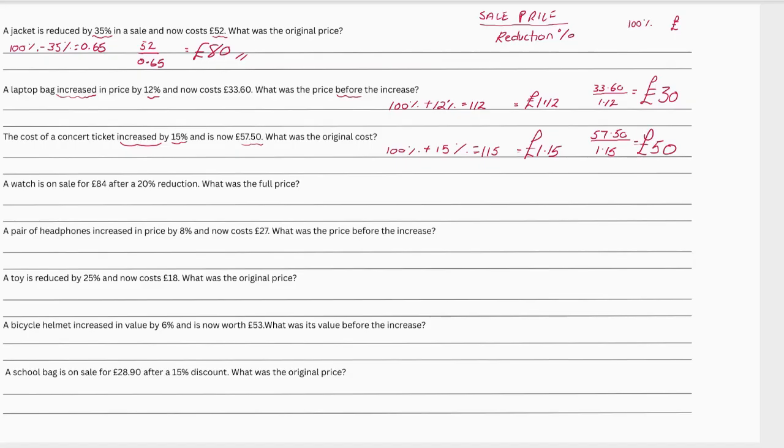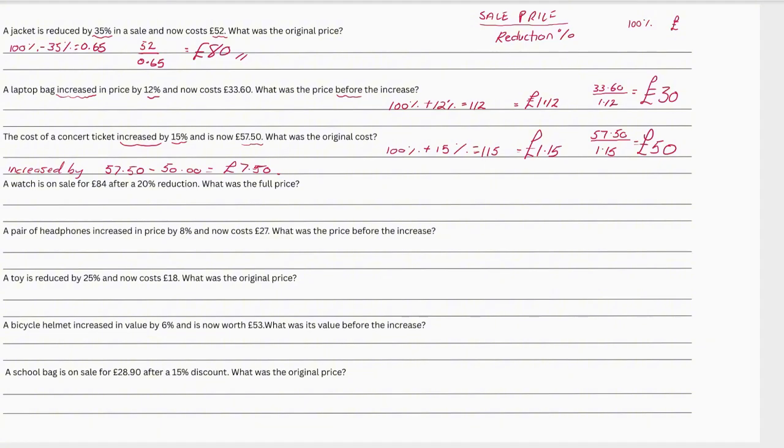I mean, some questions might ask, how much has it been increased by? In which case, if it had asked that question, you could put increased by £57.50 subtract 50. So it's been increased by £7.50. That's if they ask the question. You're just going to work it out that way.